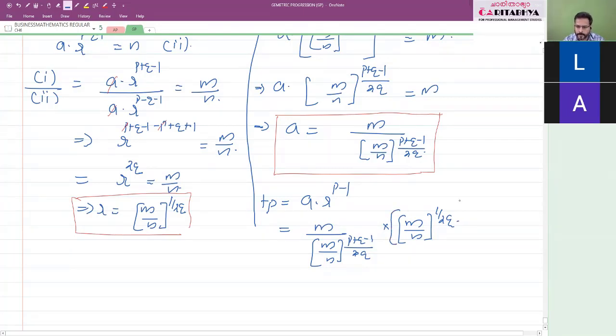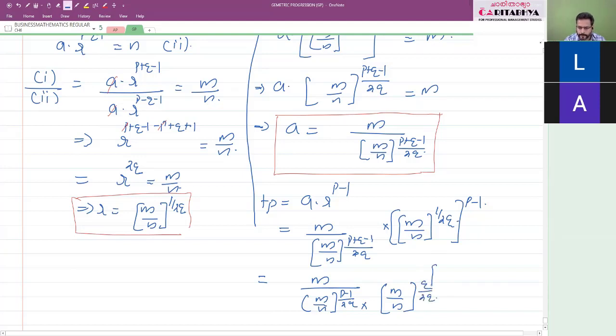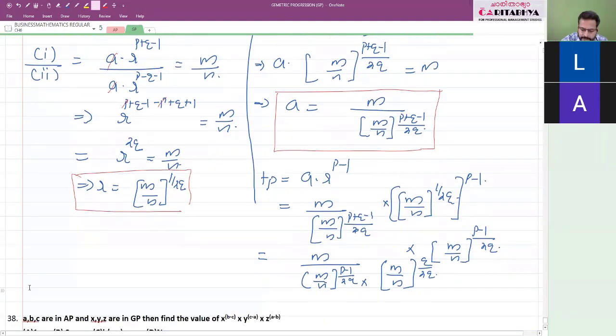The whole raised to p minus 1. Okay. So this can be written as, rearranged, m divided by m by n, another p minus 1 divided by 2q, into m by n the whole raised to q divided by 2q, into m by n numerator p minus 1 divided by 2q. So we rearranged and wrote it for this purpose.